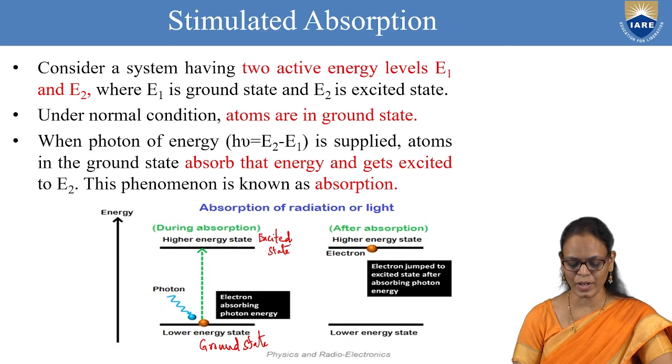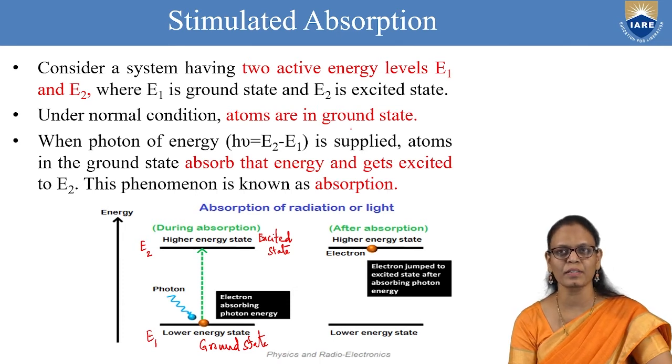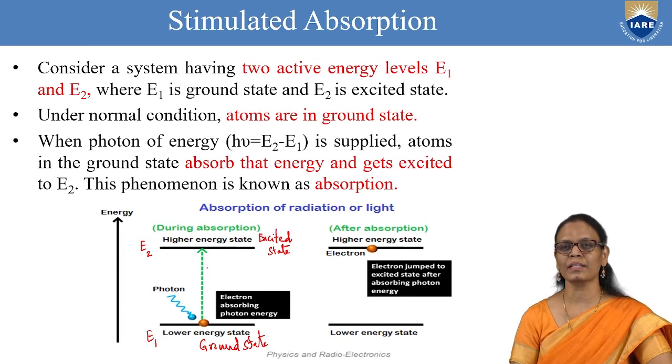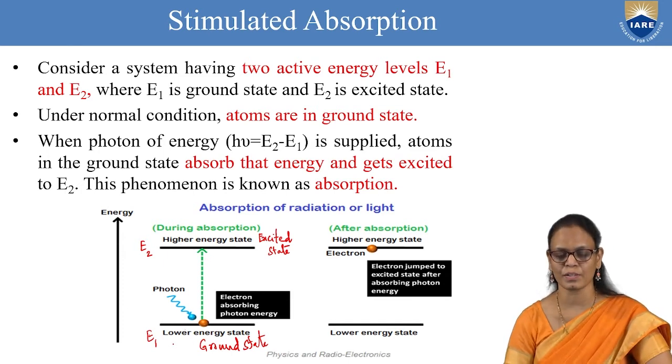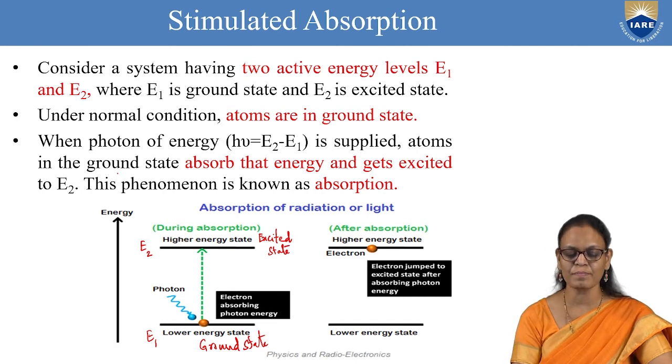So what is E1 here? This is E1, which is the ground state. This is E2, which is the excited state. Now, under normal conditions, atoms are in the ground state. So an atom generally lies in the ground state. Now, when a photon of energy h nu, that is E2 minus E1, is supplied, atoms in the ground state absorb that energy and they get excited to E2.